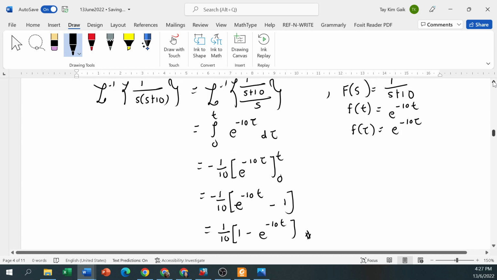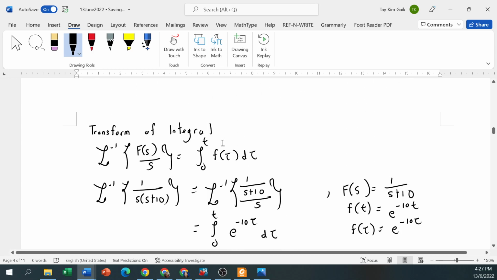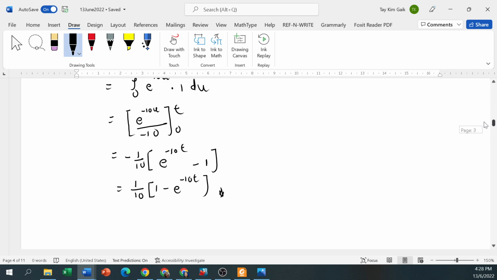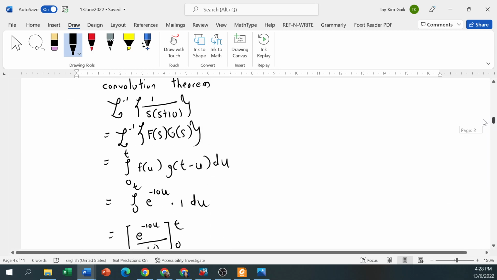So this is the so-called transform of integral. To find the inverse Laplace transform, you can use completing the square, partial fractions, the convolution theorem, or transform of integral, depending on which one you prefer. Or sometimes, if you cannot solve it by partial fractions, you have to use the convolution theorem.